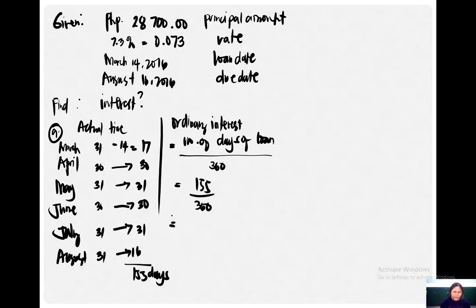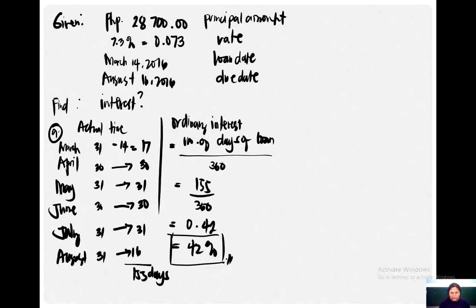So what is your answer? Okay, I already rounded this to two decimal places, 0.42, or simply 42%. So listen, our conclusion is the interest of the principal amount of 28,700 pesos using the ordinary interest and the actual time is 42%.